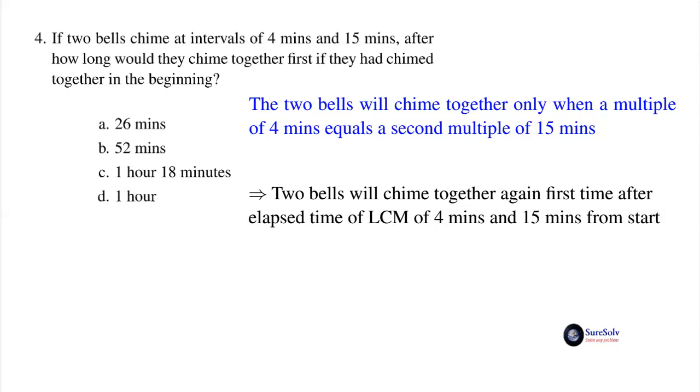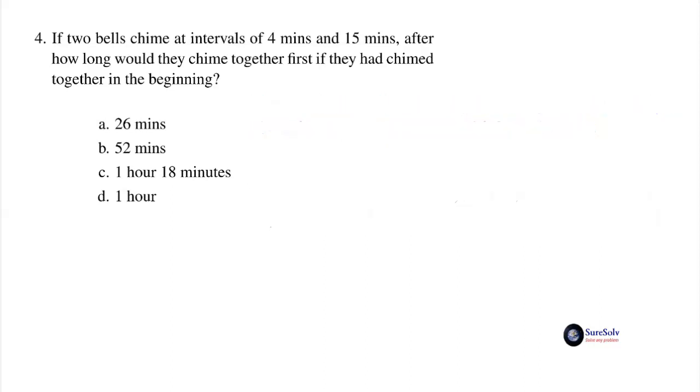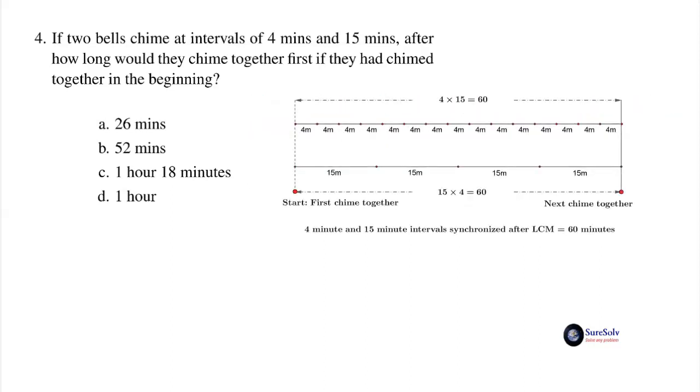In fact, the two bells will continue to chime together at every such elapsed time. There is a multiple of LCM of 4 minutes and 15 minutes. Think over. The synchronization graphic will help you to visualize the situation. As explained, 15 numbers of 4-minute intervals coincides first time after the start with 4 numbers of 15-minute intervals. This time duration of 60 minutes is the LCM of 4 and 15 and is the first time after start when the two bells will chime together again.